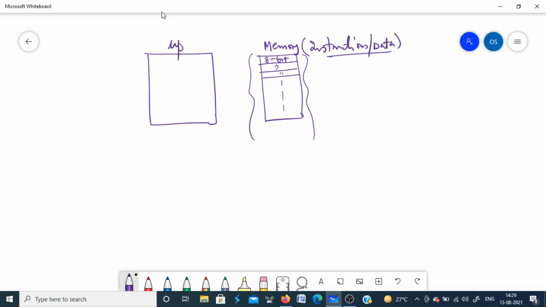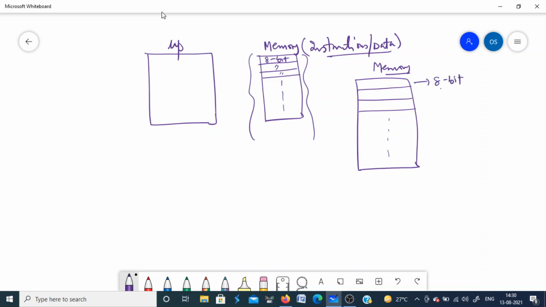Okay, and how you store this data or how you read this data from the memory, that may be a question. So for that, if you take a memory, which is a storage device, we have different locations. Okay, each location has a particular capacity to store a certain fixed number of bits. Let us suppose it is an 8-bit storage. It means at every location you can now store 8-bit data.